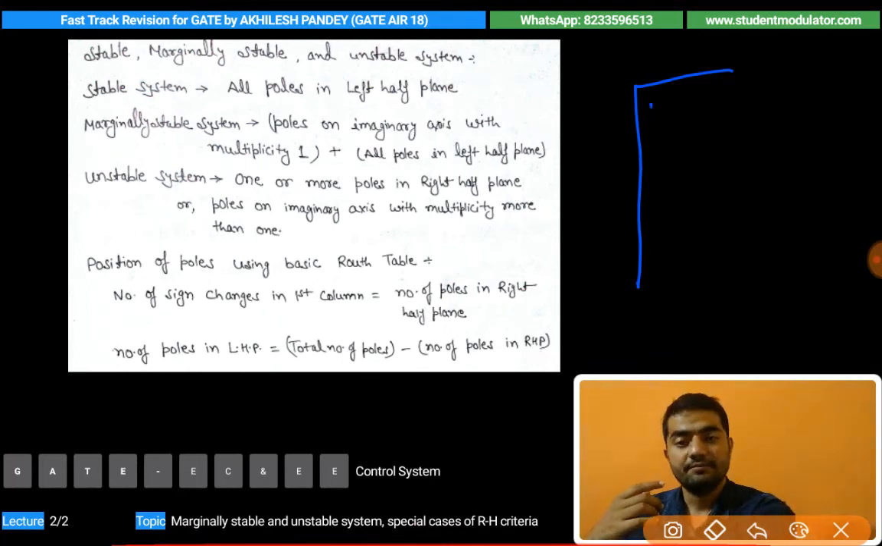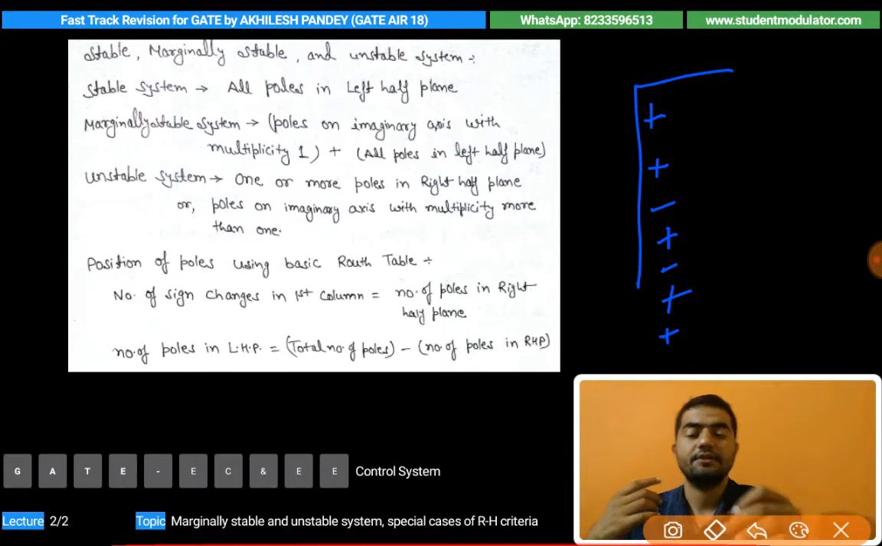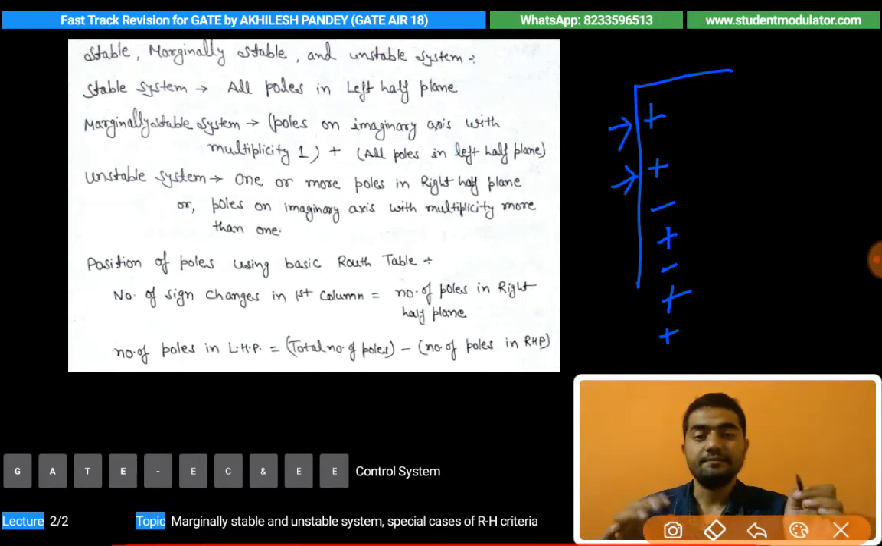Suppose we have a positive sign, and then suddenly a negative sign comes, then again a positive sign comes, then again a negative sign, then positive, and so on. If this type of Routh table is formed, in which the first column elements are in this way, that the first element is positive, the next one is positive, the next one is negative, and so on, then what do we have to count? We have to count the number of sign changes.